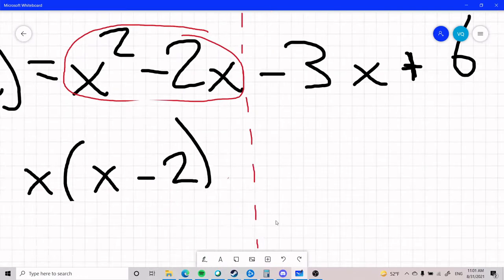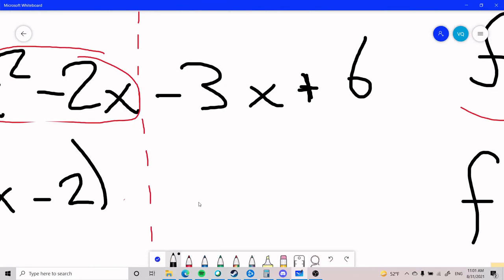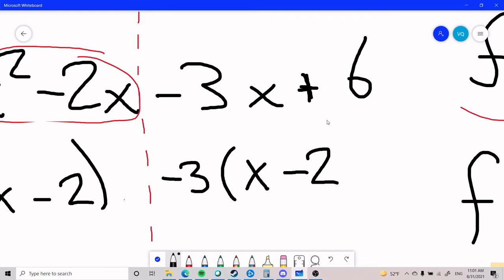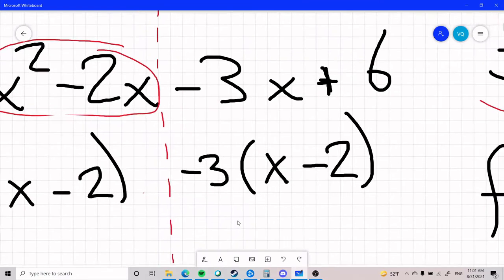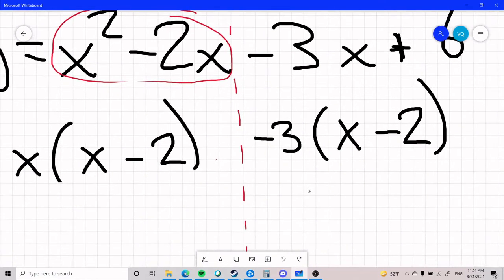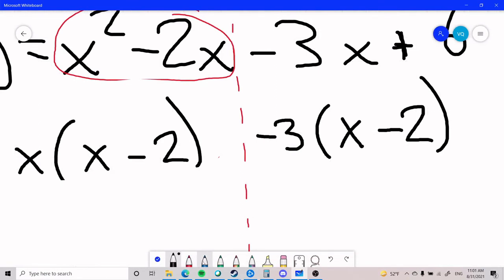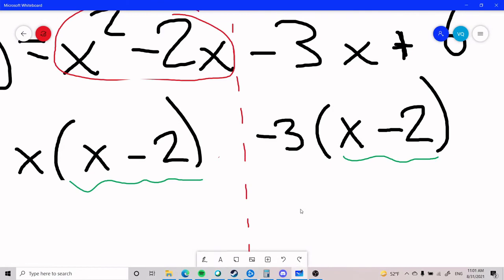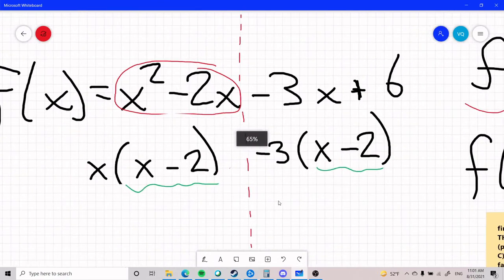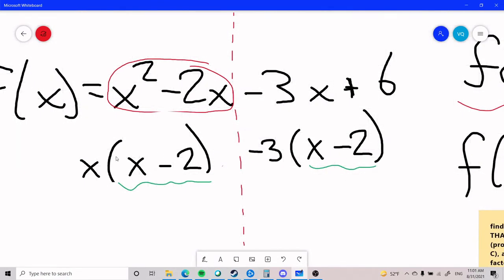I go ahead on the right side and see what is common here, and I see that they are both divisible by 3, so I'm going to take out negative 3, and I end up with x minus 2 inside. Now, why did I do it this way specifically and not take out 3 without the negative? Well, I want both parentheses to be the same value. Now, you might be saying, hey, that's kind of magical, like why are both parentheses the same value?